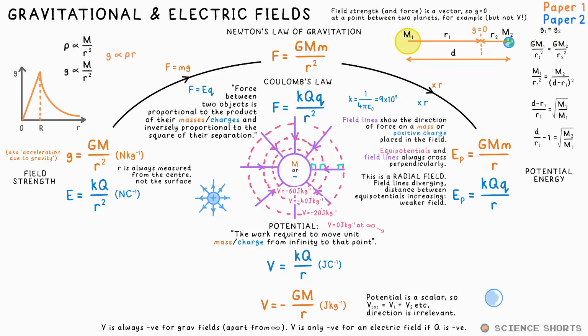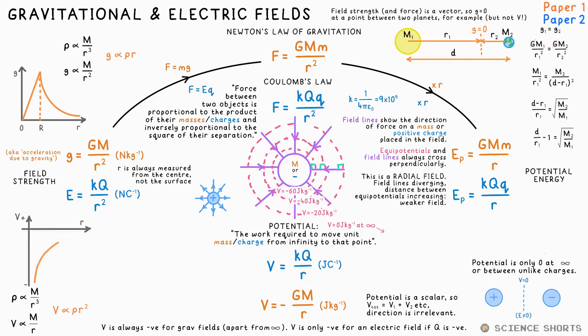Gravitational potential can only ever be 0 at infinity, whereas electric potential can be 0 between oppositely charged objects. As it's a scalar, you just sum the individual potentials at a point to find the overall potential there. Just remember that between two like charges, field strength can be 0, but potential will not be. Speed is proportional to m over r, and density is proportional to m over r cubed. V is proportional to rho r squared.